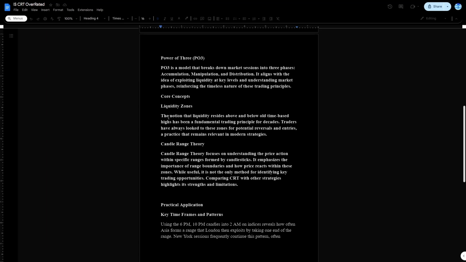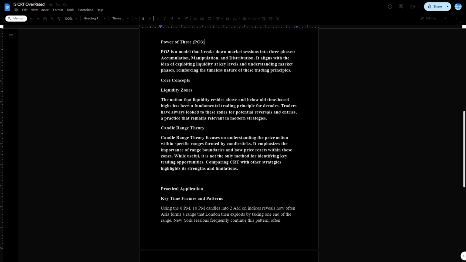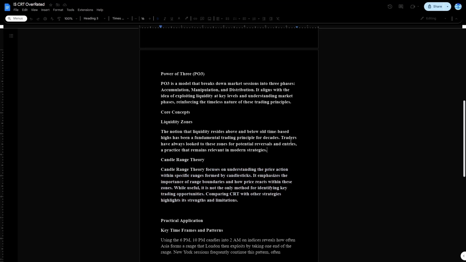We know our liquidity zones with our key highs and lows, understanding whether we need to displace above an old high or if we close back within the range. And it has been key for decades, and then that comes into candle range theory, where we know what it is, but it's come after all of these.